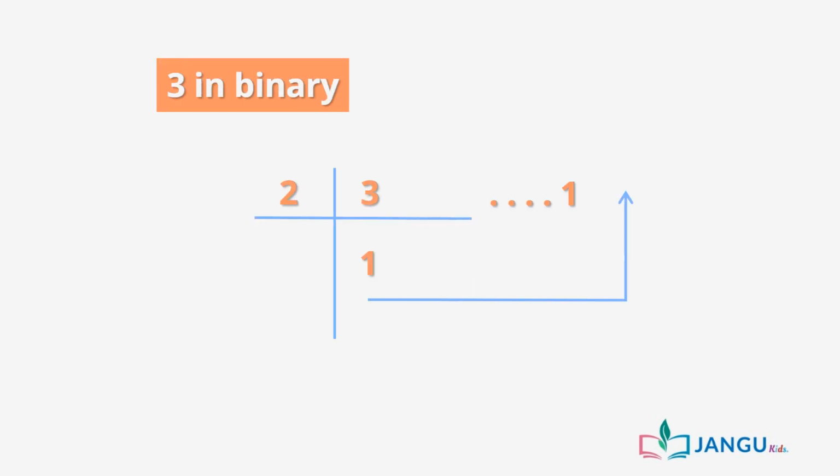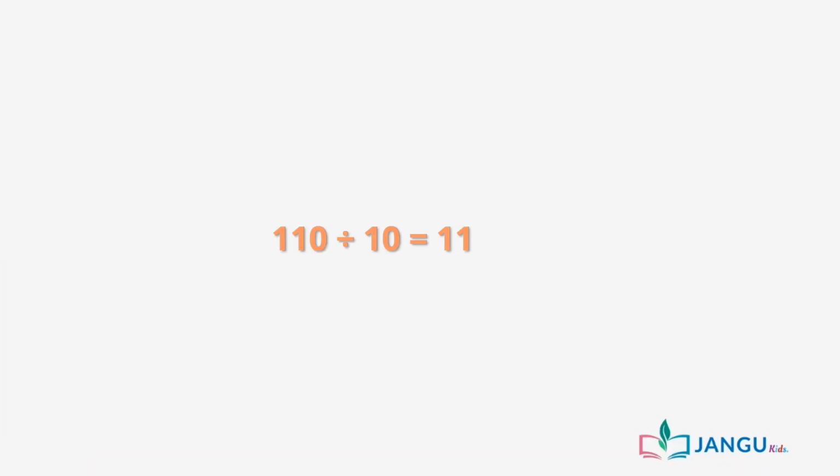But since this is in decimal form, we'll have to convert it to binary. 3 in binary is 11. Therefore, 110 divided by 10 base 2 is equal to 11 in base 2. Easy, right?